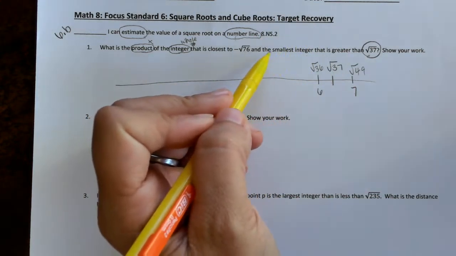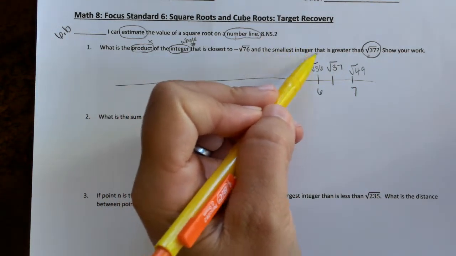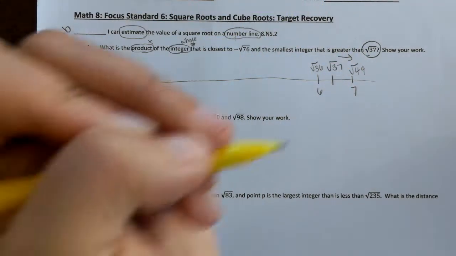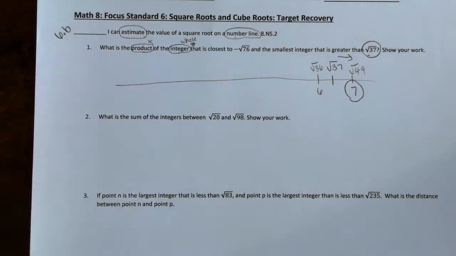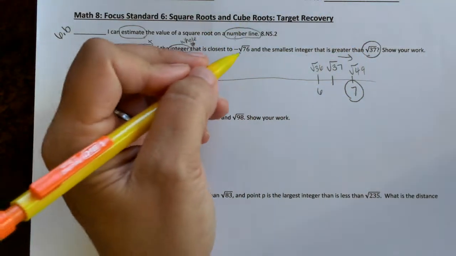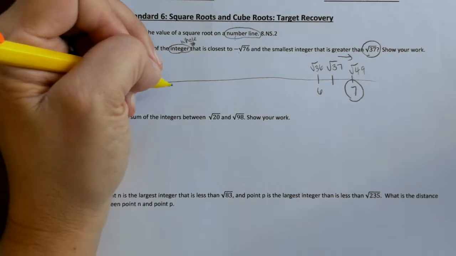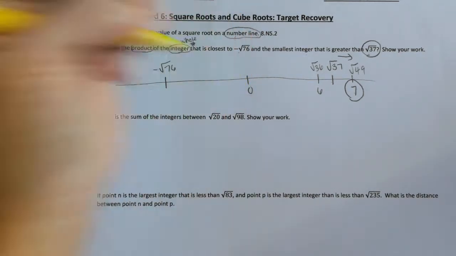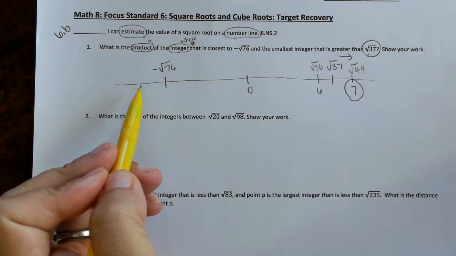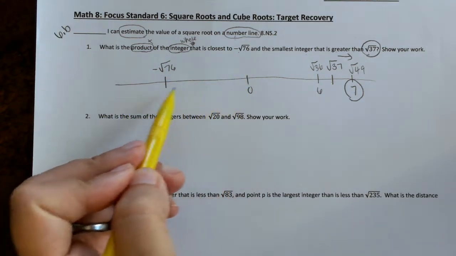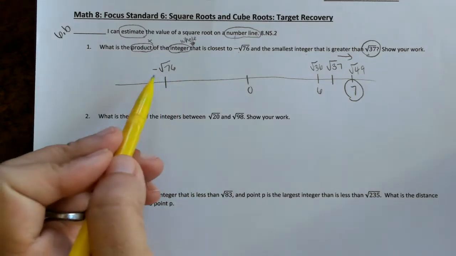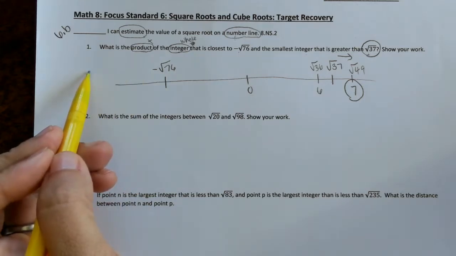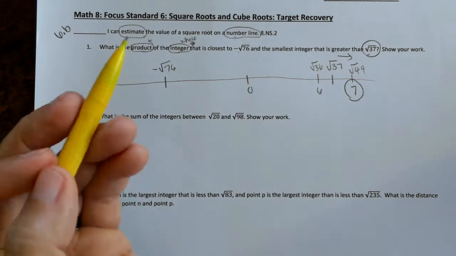So I'm going to go back here. The smallest integer that is greater than square root 37. The greater than side is this direction, and that smallest integer is 7. There it is. Okay, so negative square root 76. I'm going to write over here negative square root 76, and know that we had 0 back here, and that we're working in the negatives. So it's going 0, 1, 2, and so on. Our square root numbers are getting increasingly larger in size as we move to the left, getting farther away from the 0.